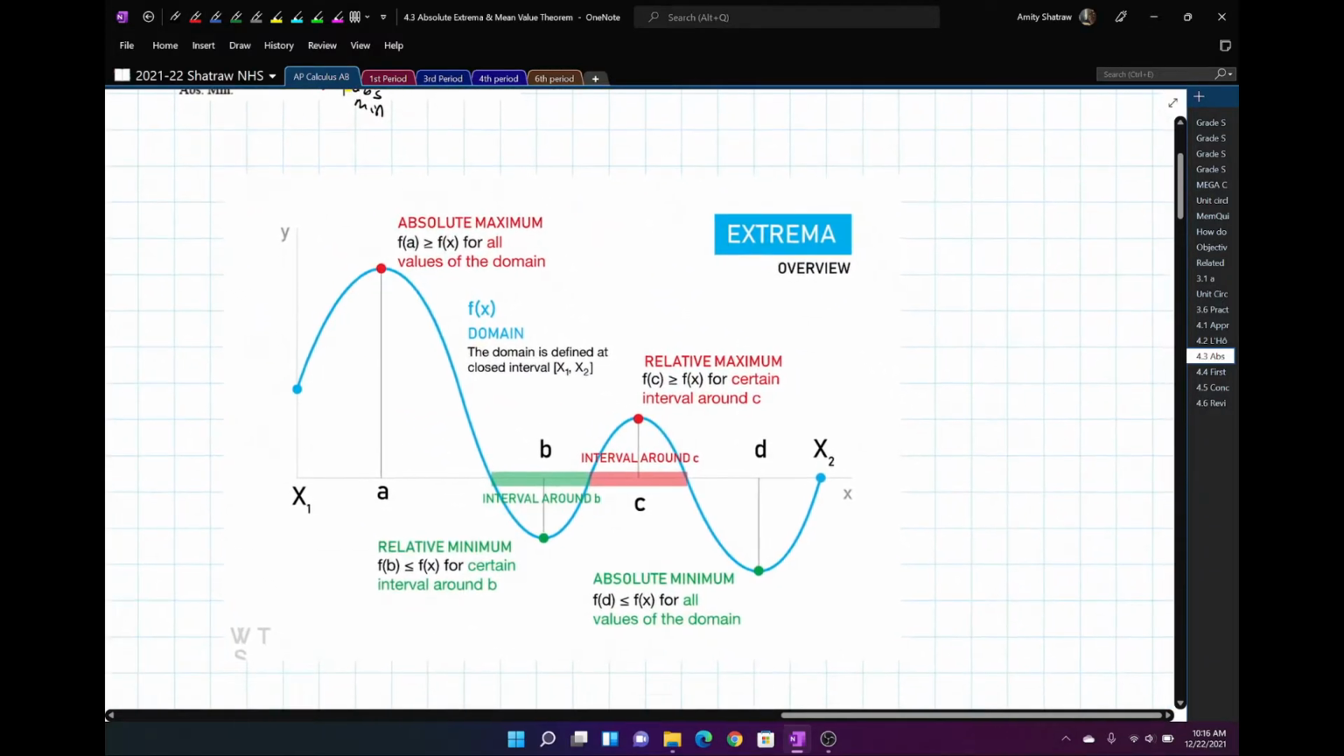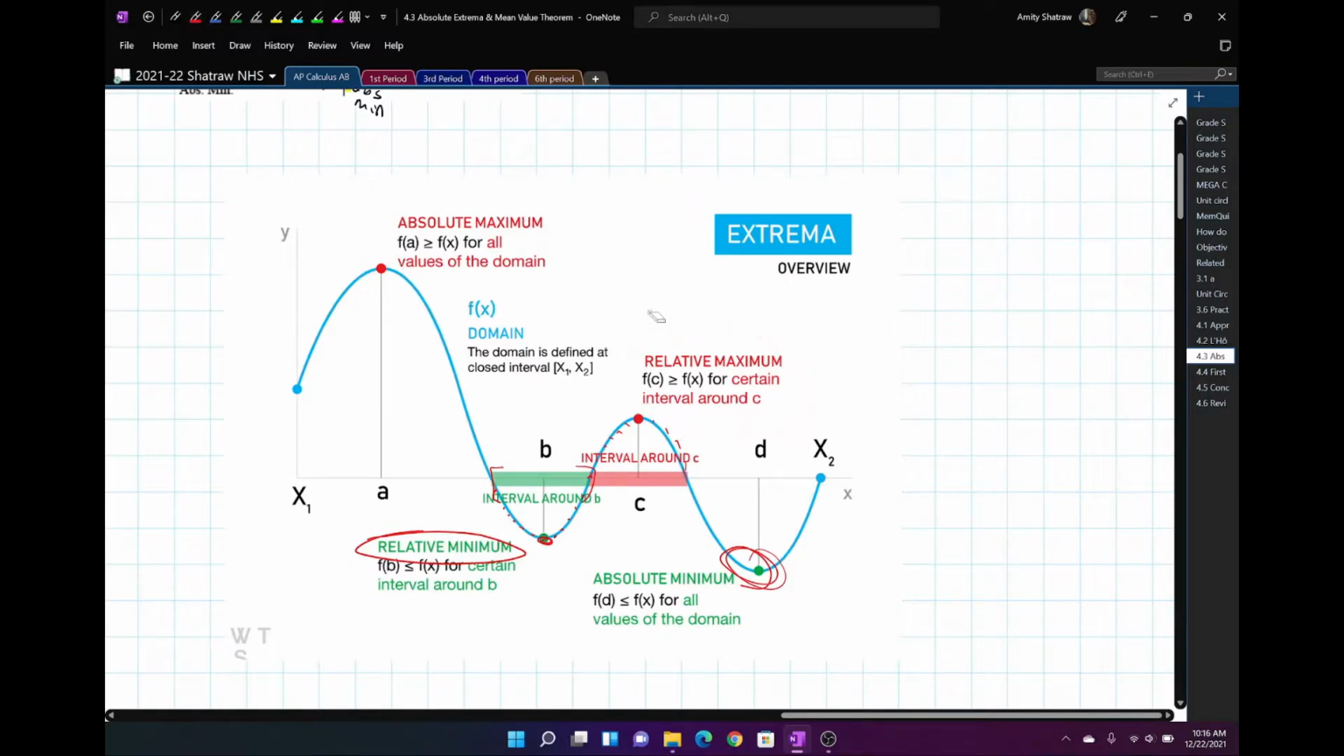And I was looking at one thing that I thought was a pretty good picture of absolute maximum. We've got the absolute maximum here and an absolute minimum here. And notice that they're saying that there's an interval near B where all of the values around B are definitely going to be higher than this relative minimum for B. And there's this interval of values that are lower than this relative maximum for C.